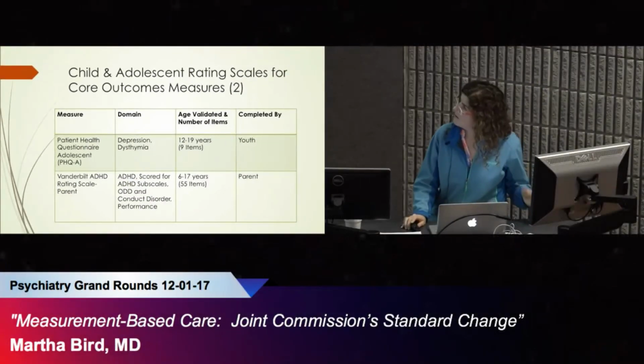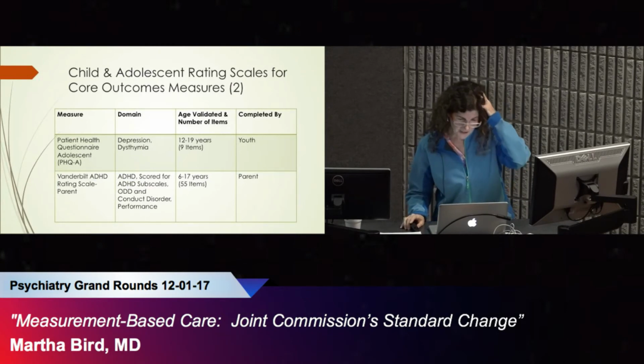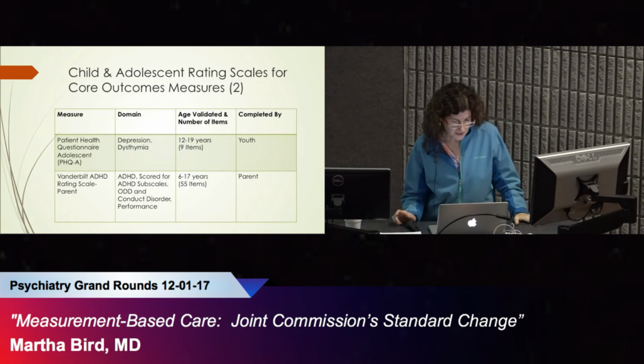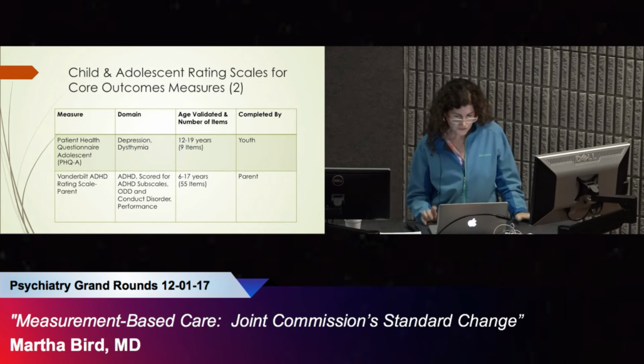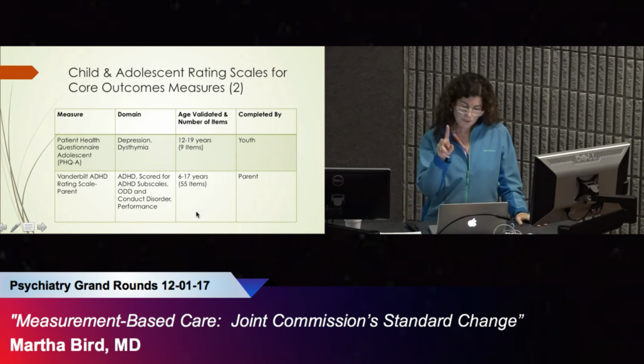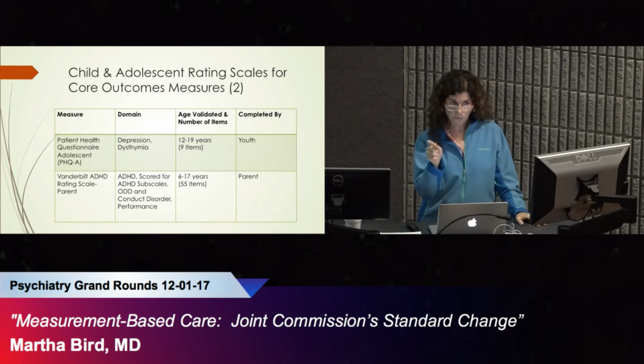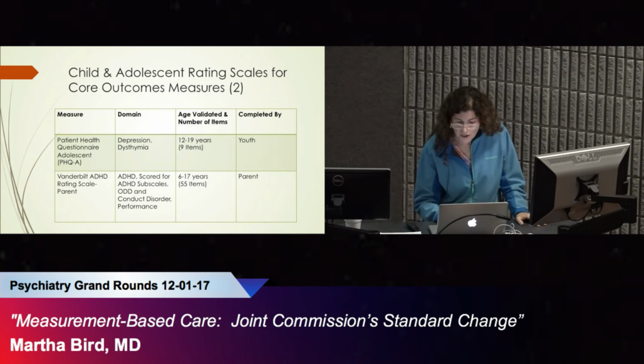Rating scales. The Patient Questionnaire Adolescent version, it screens for depression and dysthymia for 12 to 19-year-olds, 9 items done by the youth. There are two Vanderbilt ADHD rating scales, one for parents and one for teachers, and they have slight changes in them because obviously there's different questions and different settings that are relevant to each role.